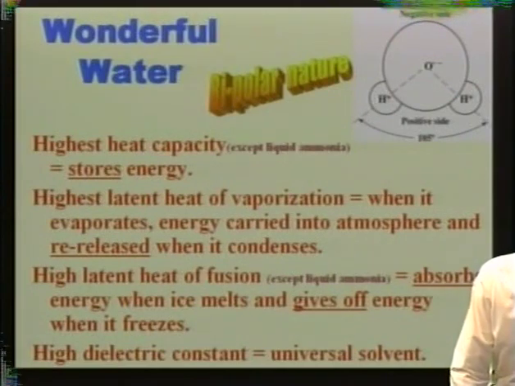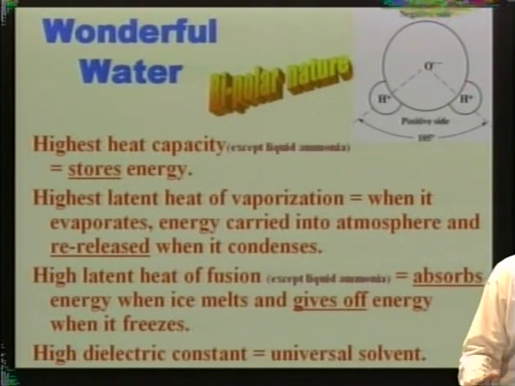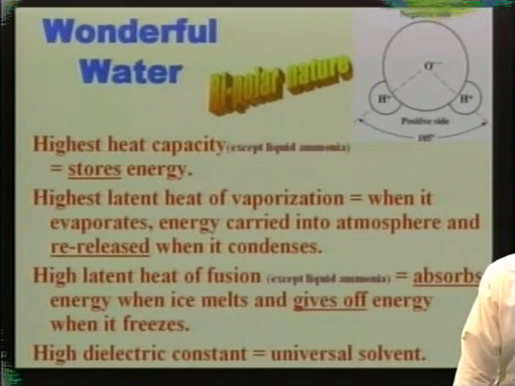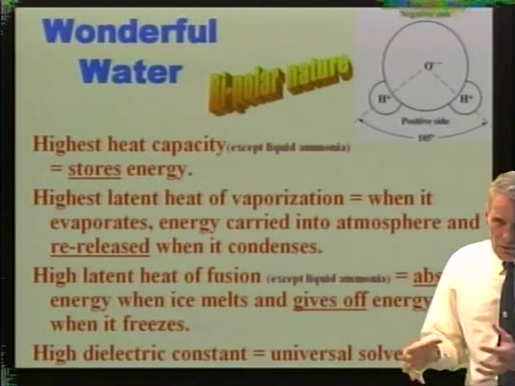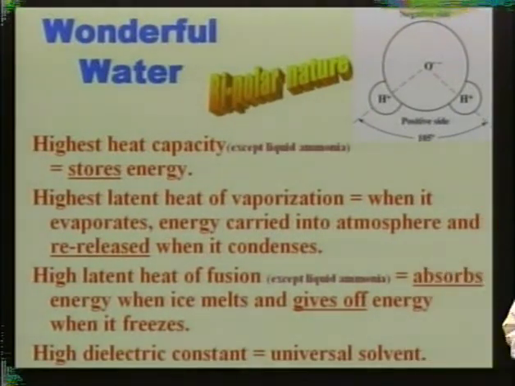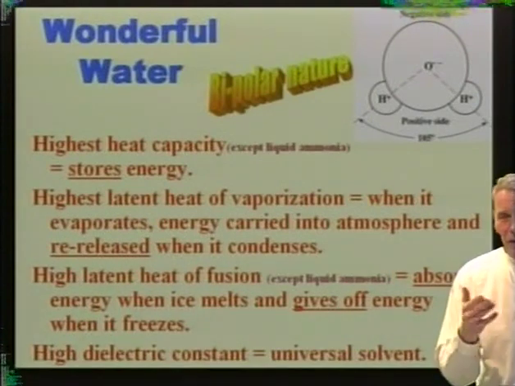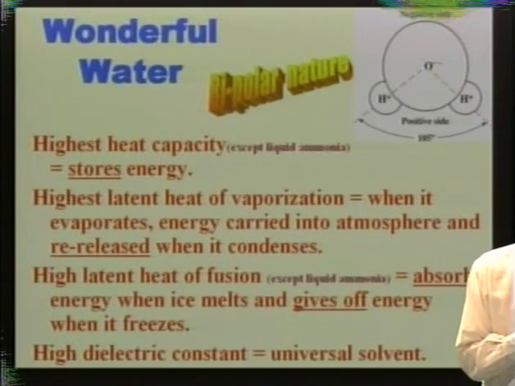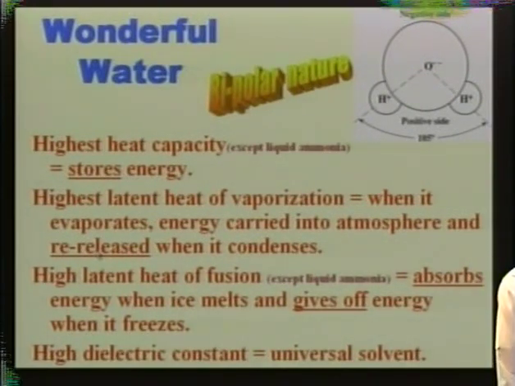So water has the highest heat capacity, can store energy. Very important. The second thing is it has the highest latent heat of vaporization. So when it evaporates, energy can be carried into the atmosphere and then re-released when it condenses and forms clouds. So it's moving energy around within the cycles. In this case, the hydrologic cycle is going into what? Into the atmospheric cycle before it comes back down into another part of the hydrologic cycle in the form of precipitation. So in one case it gets stored, in another case it gets re-released.